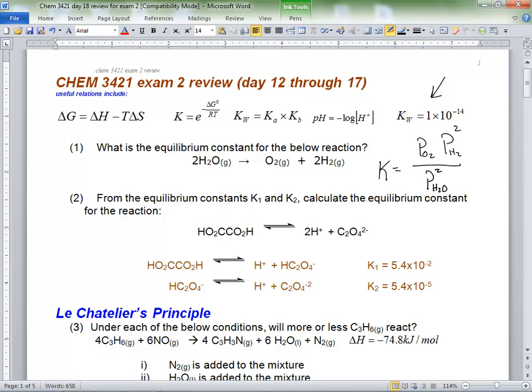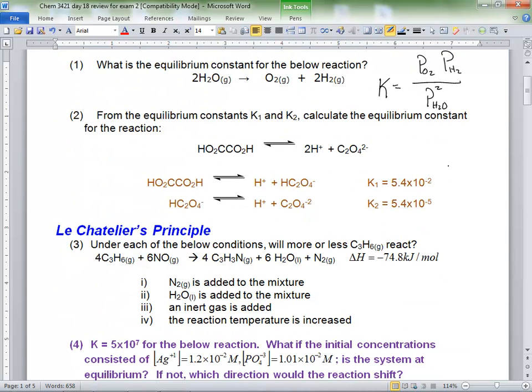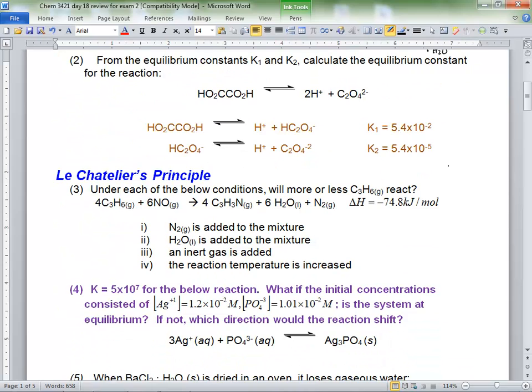Right? Products over reactants. From the equilibrium constants K1 and K2, calculate the equilibrium constant for this reaction. All right. There's got to be a game plan for this. What was it? Eric says multiply K1 times K2. Does that work?